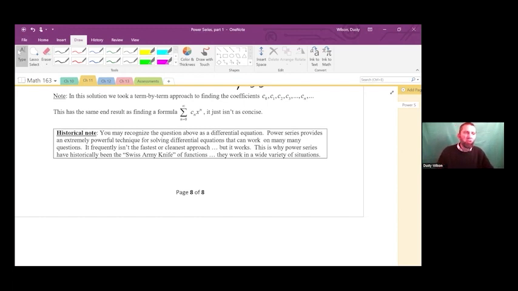This has the same end result as finding a nice clean formula, sum from n equals 0 to infinity of Cn x to the n. It's just that the notation where we find all the C's is not quite as concise as the notation where we have the sigmas involved. So, historical note. You may recognize the question above as a differential equation. Power series provides an extremely powerful technique for solving differential equations that can work on many, many questions. It frequently isn't the fastest or cleanest approach, but it works. This is why power series have historically been the Swiss Army knife or duct tape of functions. They work in a wide variety of situations.